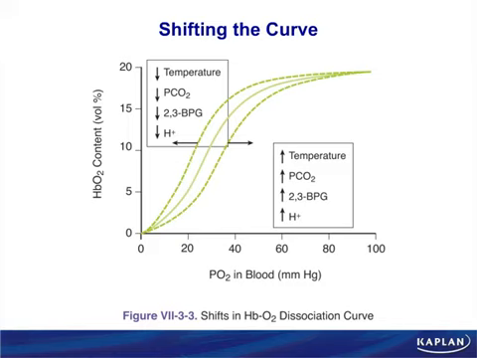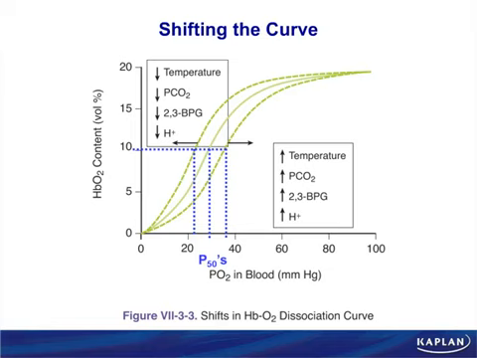Factors that are going to alter the oxyhemoglobin dissociation curve are temperature, PCO2, 2,3-bisphosphoglycerate, BPG, and hydrogen ion. If they increase, I get a right shift in the curve. If they decrease, I get a left shift in the curve. Now, notice the P50s. If I increase these variables, the P50 goes up. An increased P50 means less affinity. So a right shift in the curve means increased P50, which means decreased affinity.